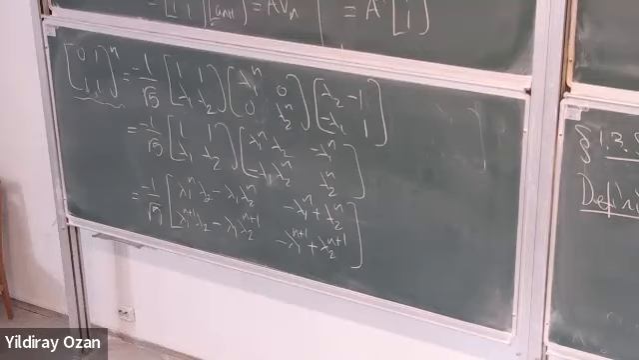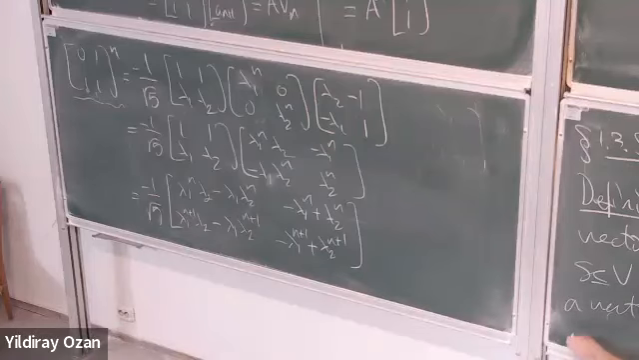Okay, now let's try to build more facts about linear algebra. A subspace of a vector space V is a subset S of V such that this S is itself a vector space with the operations of V.